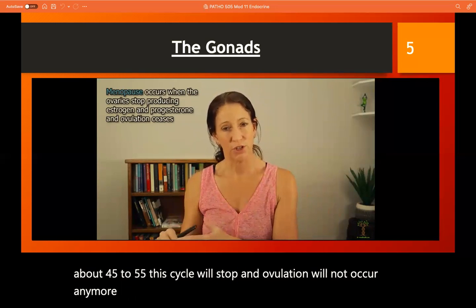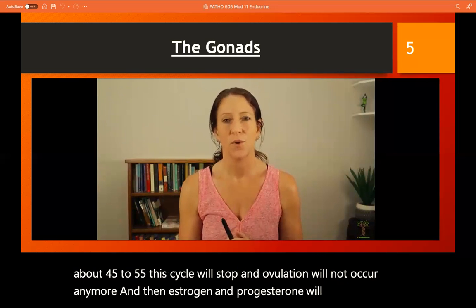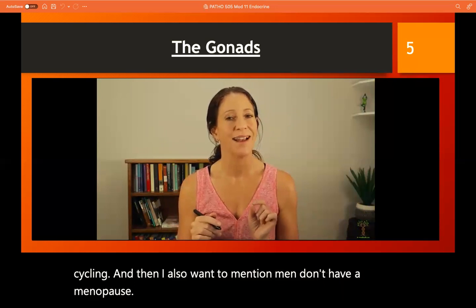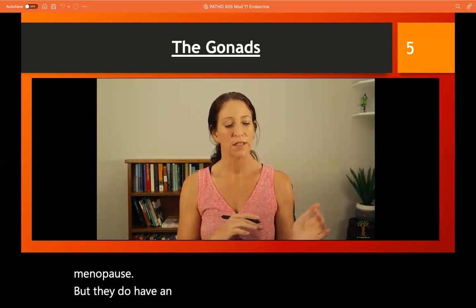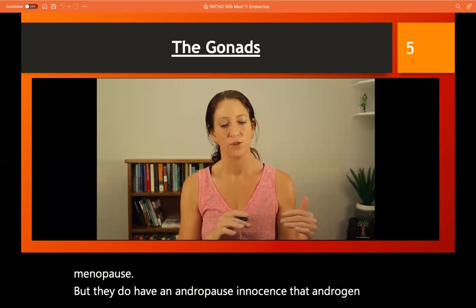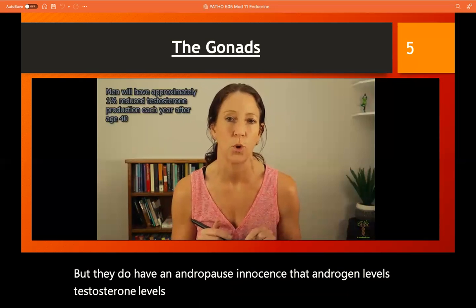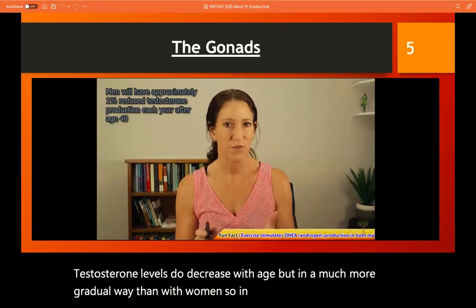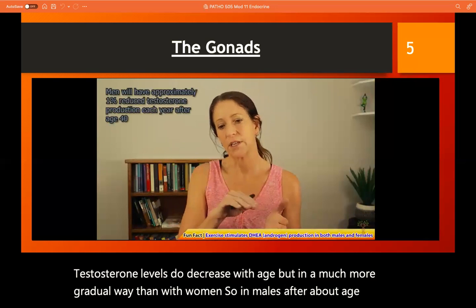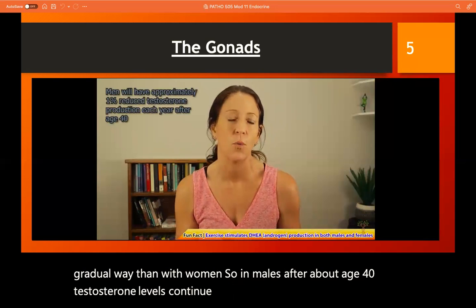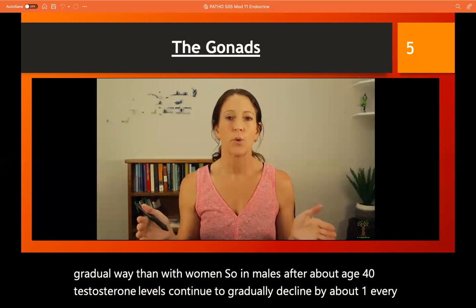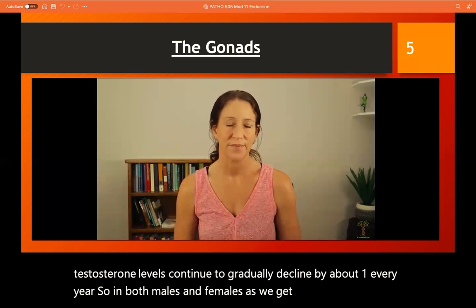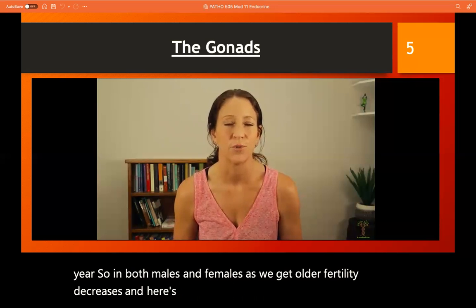And then estrogen and progesterone will stop cycling. And then I also want to mention, men don't have a menopause, but they do have an andropause in a sense that androgen levels, testosterone levels do decrease with age, but in a much more gradual way than with women. So in males, after about age 40, testosterone levels continue to gradually decline by about 1% every year. So in both males and females, as we get older, fertility decreases. And here's a summary chart for the hormones we talked about.